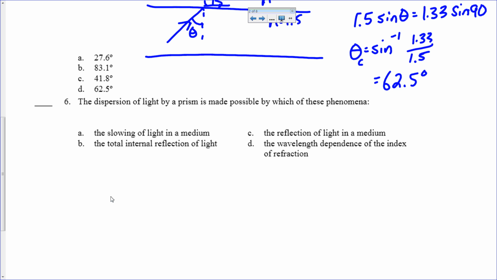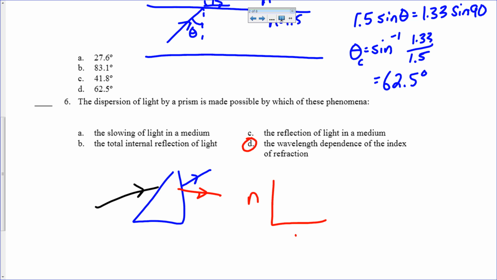Dispersion of light by a prism is made possible by which of these phenomena? Remember, this is when I have light that comes in, it's dispersed into its different colors of light. And that's because of the wavelength dependence of the index of refraction. So if I look at n versus lambda, it looks something like that. So that's D for number 6.